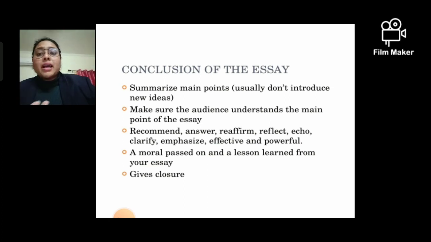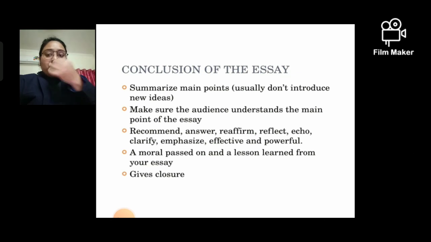What new insight, what moral you have learned. You see the moral passed on and a lesson learned from your essay. In short, you have to give a closure. After writing the introduction, body, and conclusion, you will double check your essay. You will revise the essay, check the grammar, the spelling, the formatting, everything.